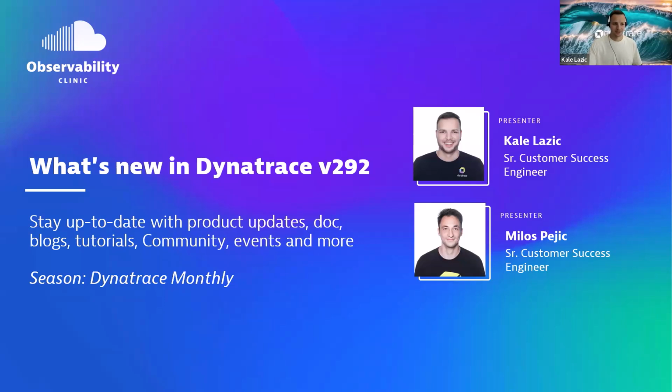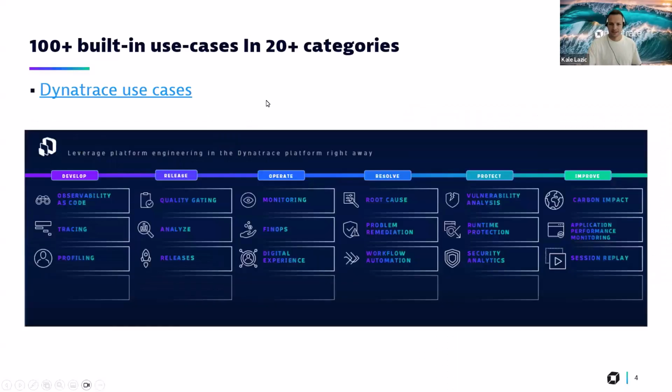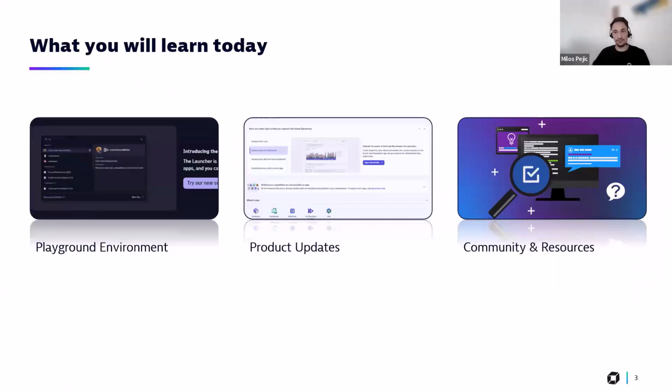So first of all, let's look into the agenda. As you've been used to, we will start with a short glance into the playground environment. Then Milos will take you through the new product updates. And at the end, we'll have a short summary of the different community channels and resources that will help you get more information and help, with the product chat assistance, for example.